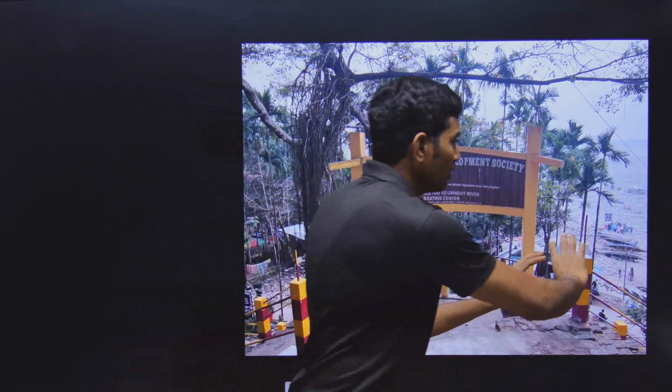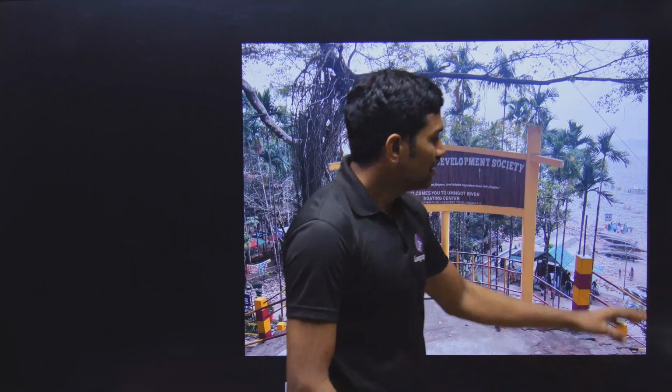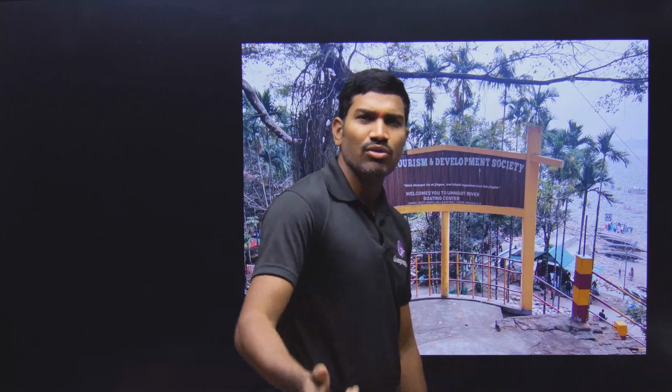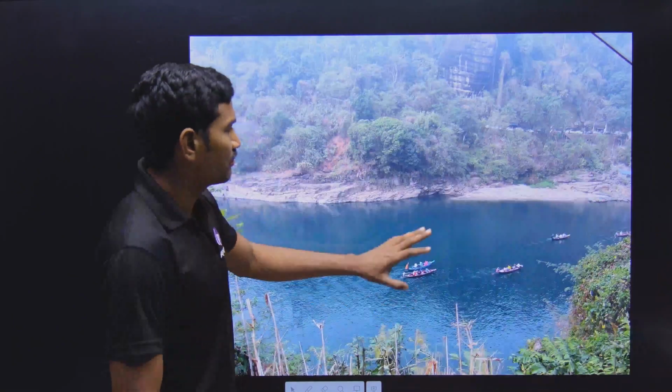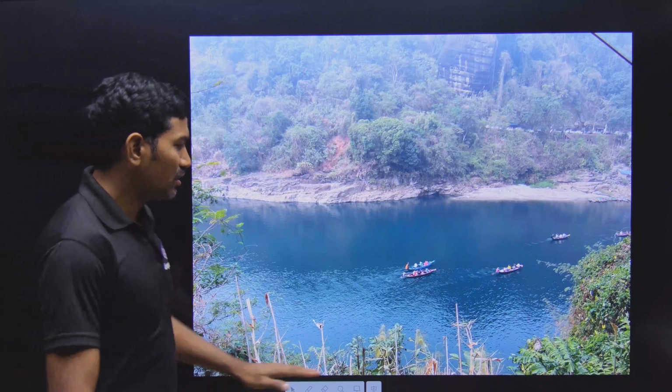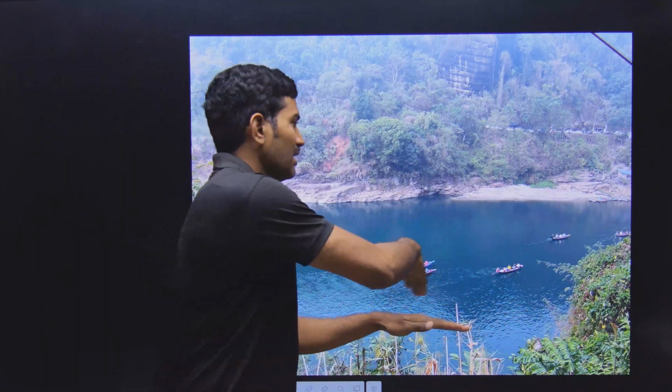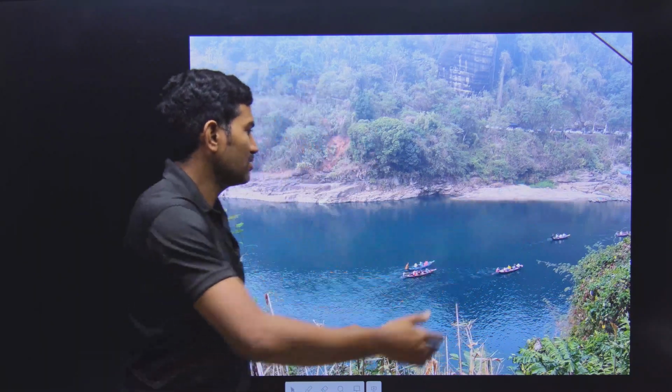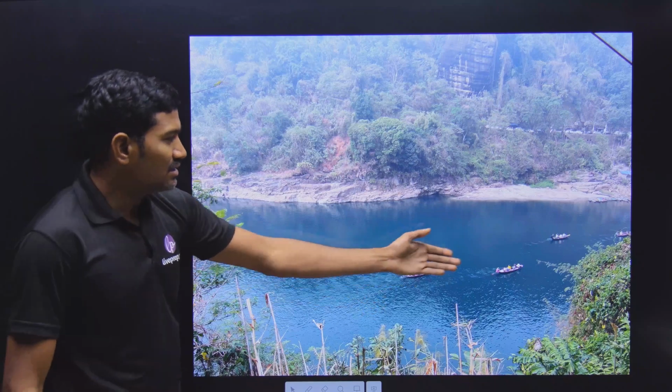Okay, so here you have only a small place, but the boats are available there, and you can go for boating also. I will show you that video also. Okay, and now this is the road, and if you observe from this road like this, this is the view, and these are the tourists.